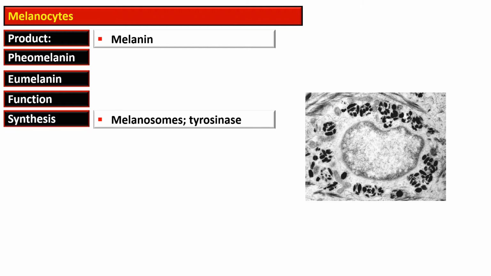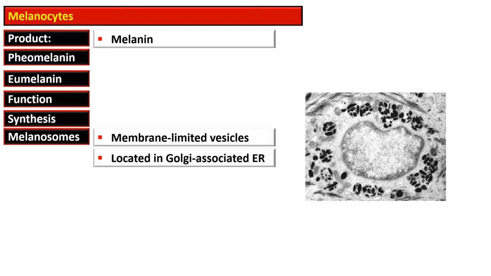Then the synthesis of this melanin occurs within the melanosomes. These are the lysosome-associated intracellular organelles, and the metabolic process of this melanin occurs through the tyrosinase enzyme that utilizes tyrosine as a substrate, and it is a catabolic enzyme.